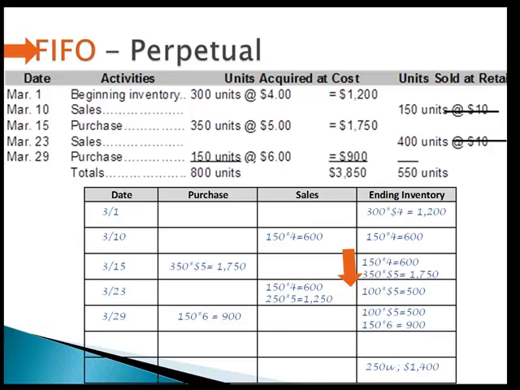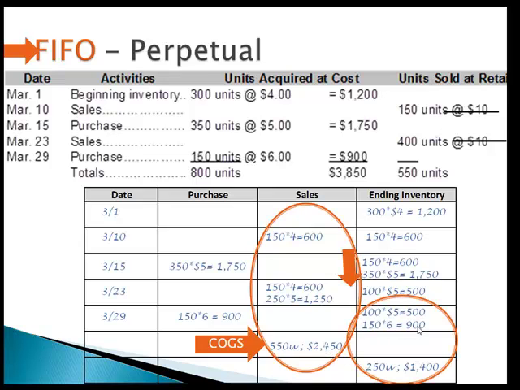Okay, for cost of goods sold, you want to just add up this whole middle column. So it's 550 units. The total dollars is 600 plus 600 plus 1250, which gives you 2450. For ending inventory, we just take this last bucket here. So it's 250 units. The total dollars is 1400.